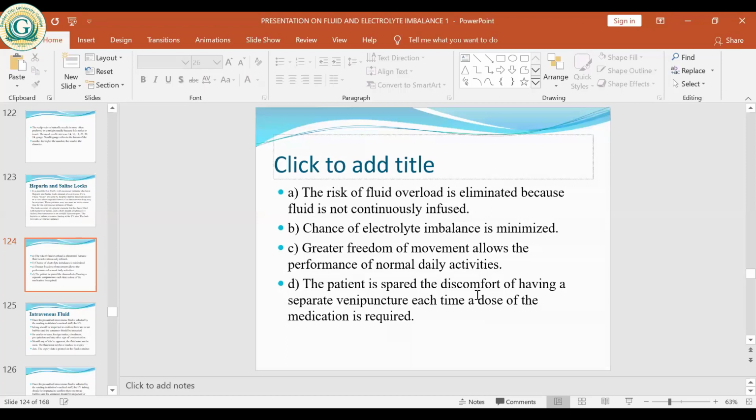The patient is spared the discomfort of having a separate venipuncture each time a dose of the medication is required. So the patient is not exposed to pain, while otherwise you would have to inflict unnecessary pain and puncture the patient any time you want to give IV medication. A separate line would have to be given. This pain is avoided if you give the lock to the cannula.